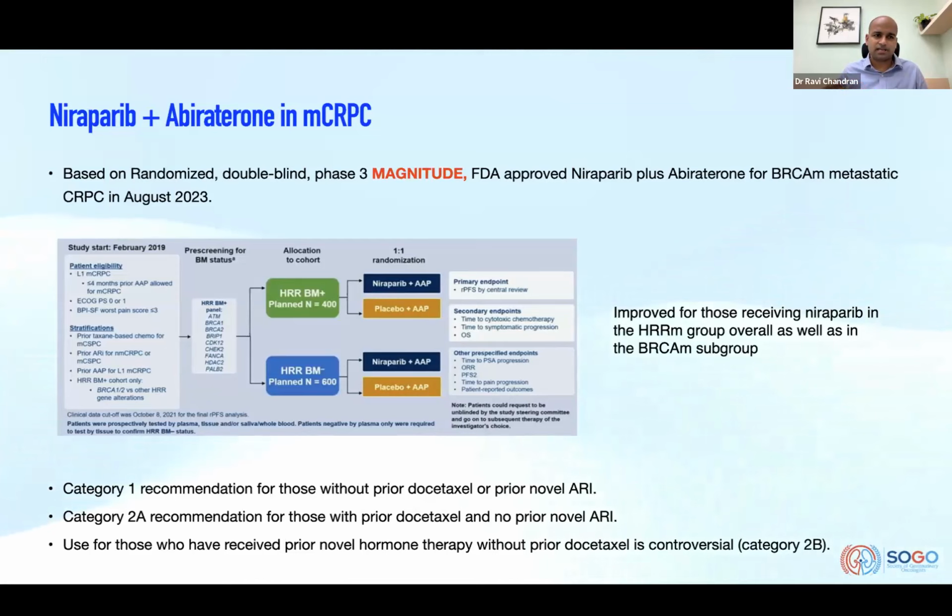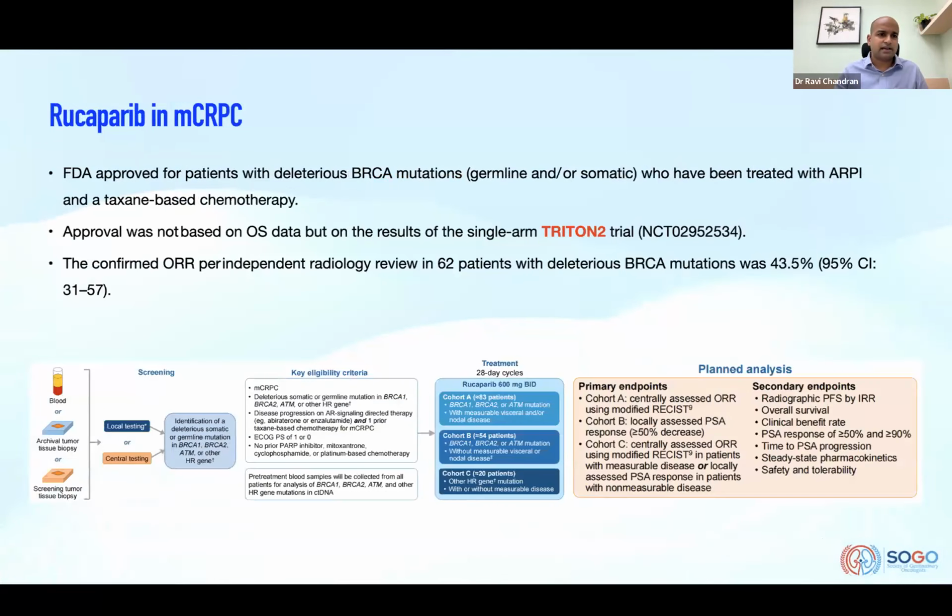So all these three combinations, olaparib plus abiraterone, niraparib plus abiraterone, and talazoparib with enzalutamide, have been propped up as category 1 recommendation in metastatic CRPC, irrespective of mutation status. And finally, we have rucaparib in metastatic CRPC based on the TRITON2 trial. There is no need to remember all the eligibility criteria, or the primary endpoints. At least if we can remember the drug, the trial which has led to FDA approval, and the category of recommendation, that would be good enough.